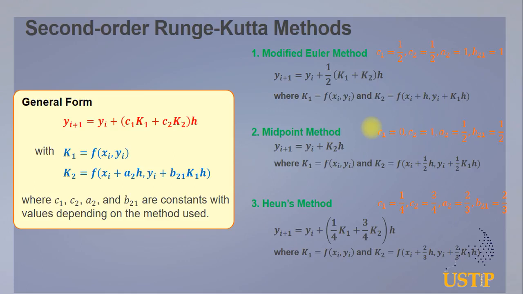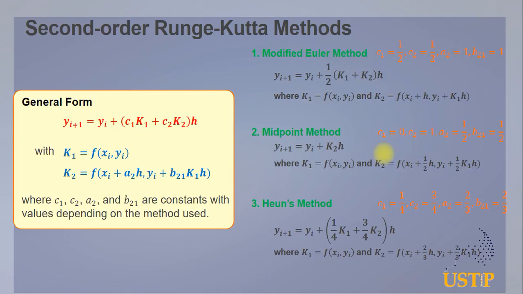Under those methods, we have the modified Euler method. For the modified Euler method, y_{i+1} equals y_i plus one half (k1 plus k2), times h. As you observe, c1 and c2 are equal to one half for the modified Euler method, and then a2 and b21 are equal to 1. It's the same with Runge-Kutta. So in general, k1 is equal to f(x_i, y_i), and k2 is equal to f(x_i plus h, y_i plus k1 times h).